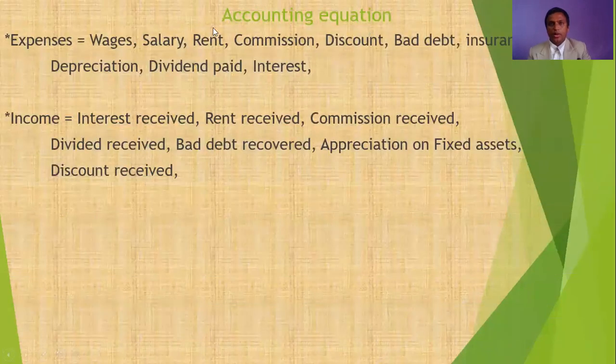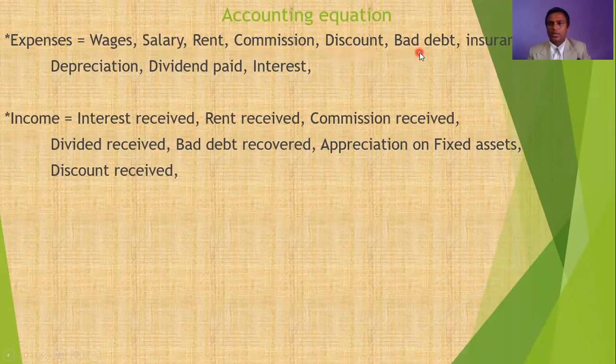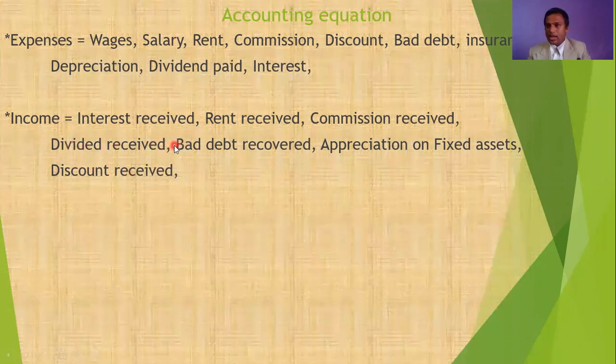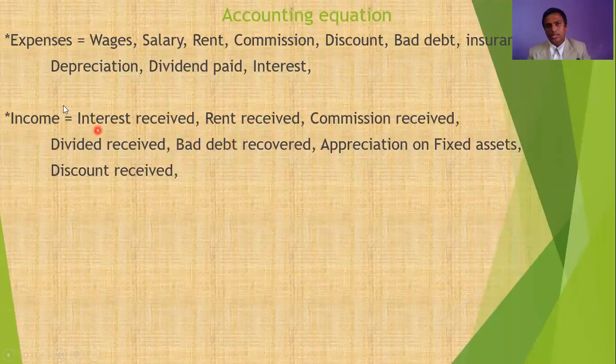Next, wages: expenses. Expenses mean wages, salary, rent, commission, discount, bad debt, insurance, depreciation, dividend paid, interest paid, etc. Now income: interest received, rent received, commission received, dividend received, bad debt recovered, appreciation of fixed assets, discount received are related to income. So income is an increase of assets and correspondingly an increase of shareholder equity. Expenses are a decrease of assets and correspondingly a decrease of shareholder equity.